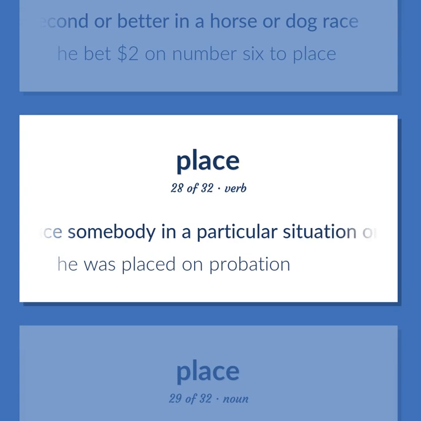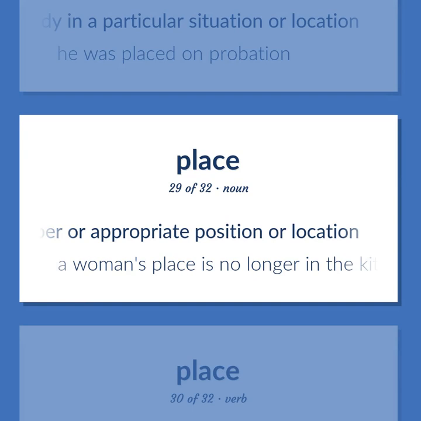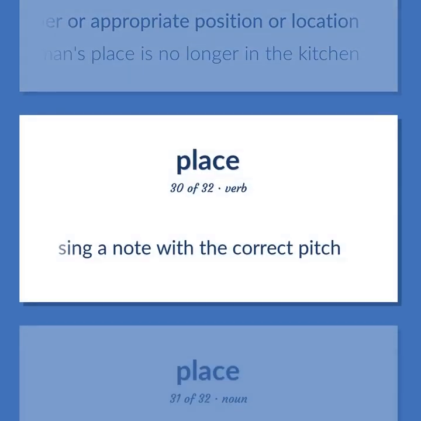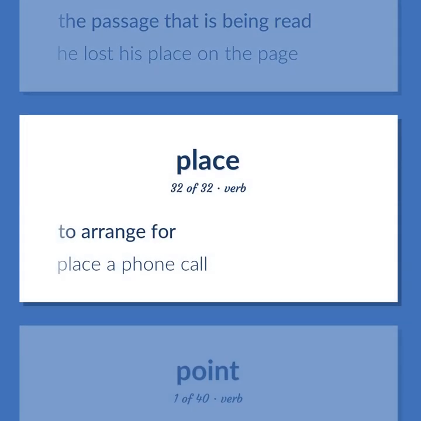Place somebody in a particular situation or location. He was placed on probation. Proper or appropriate position or location. A woman's place is no longer in the kitchen. Sing a note with the correct pitch. The passage that is being read. He lost his place on the page. To arrange for. Place a phone call.